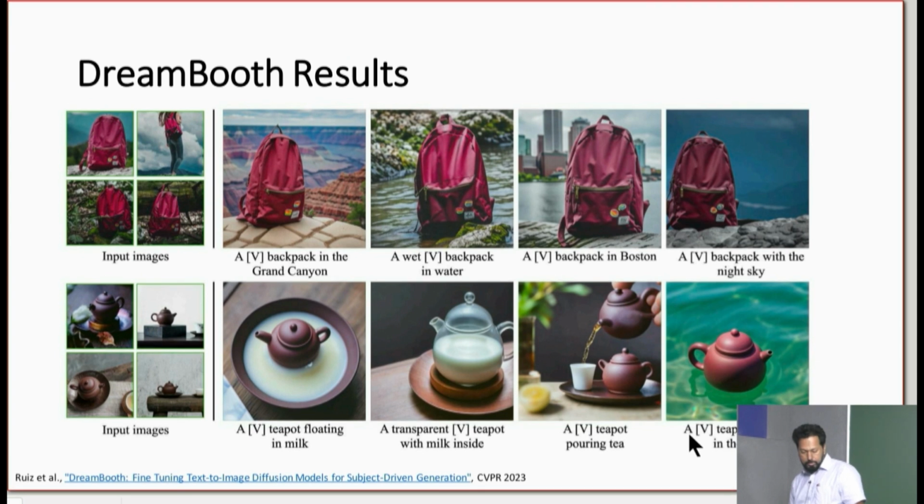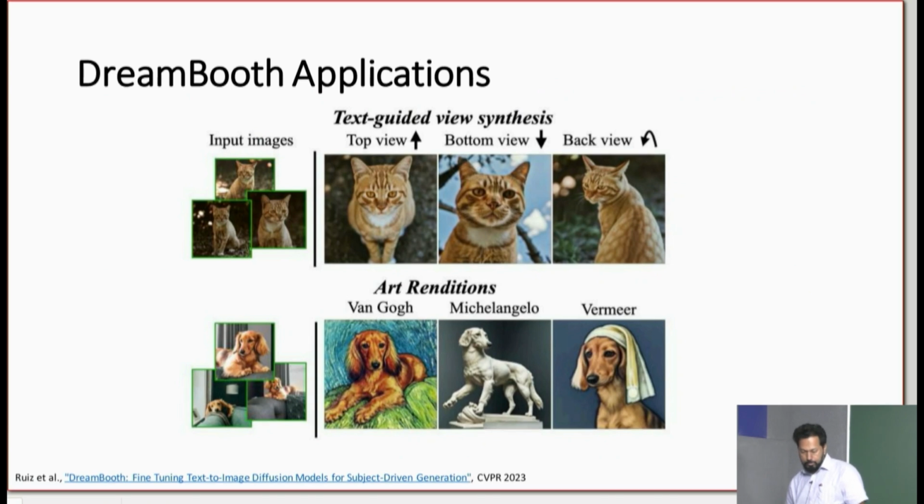Input images again from DreamBooth itself. The bag pictures are there, but now this bag is shown in different conditions. These are the 4 pictures there. Now it is shown in different ways: the teapot floating in the milk, teapot with milk inside, teapot pouring tea, and so on. So these are all applications.